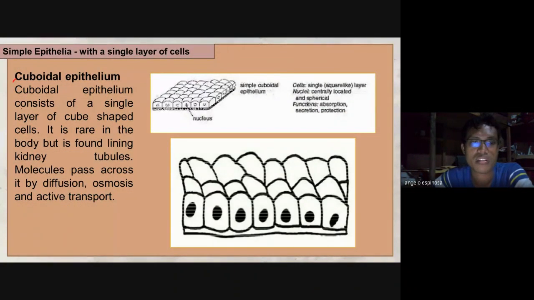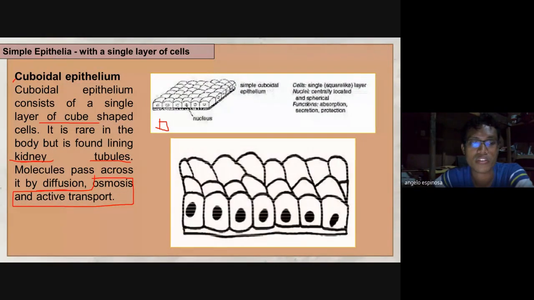Cuboidal epithelium consists of a single layer of cube-shaped cells. What is its shape? Cube, like a square. It is rare in the body but is found lining the kidney tubules. Molecules pass across it by diffusion, osmosis, and active transport. It is used for excretion.